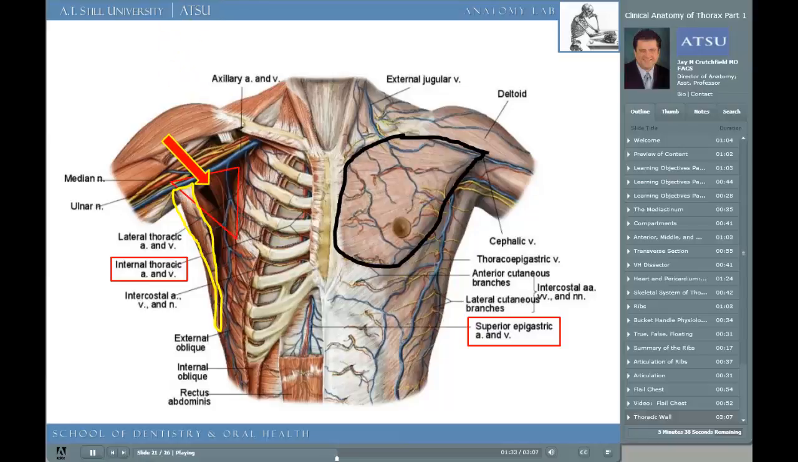Important nerves run in this area. Most importantly, the thoracodorsal nerve and the long thoracic nerve. We'll talk about those in just a minute. So let's review real quick why I'm even showing you this slide.